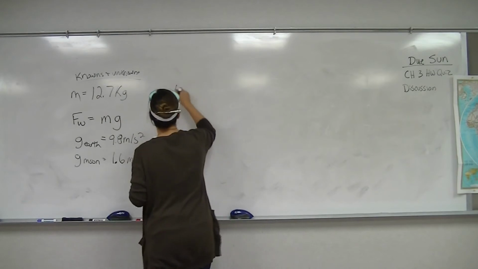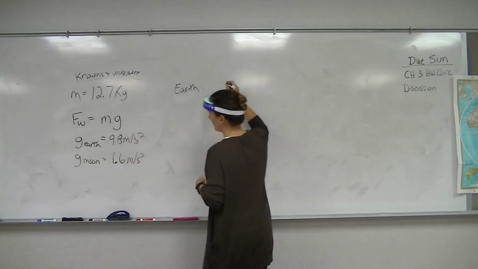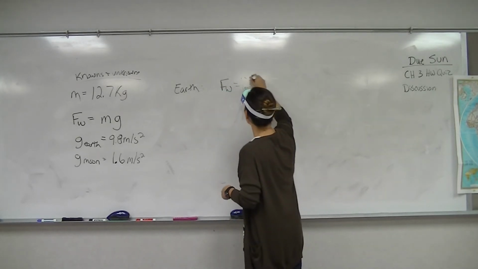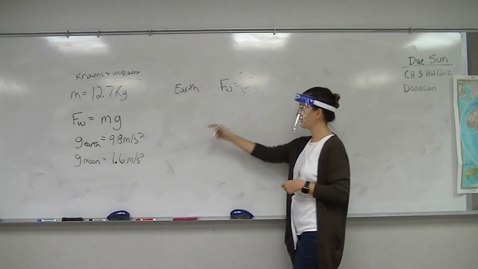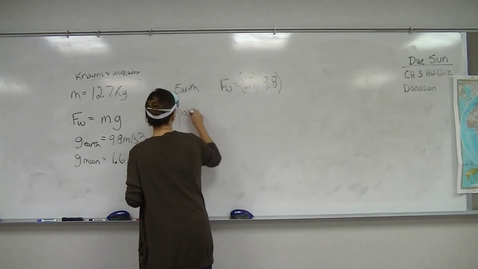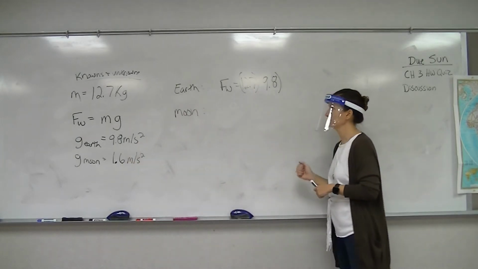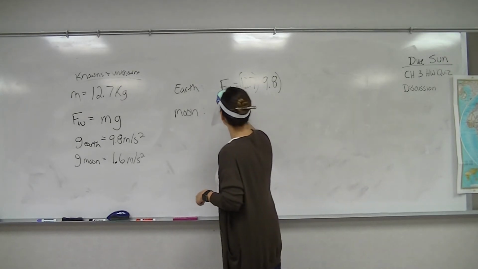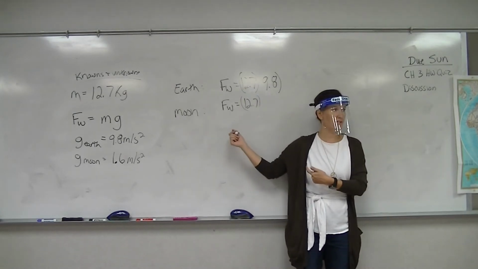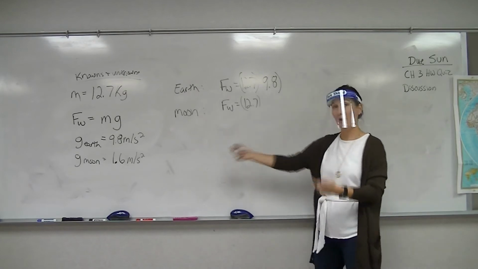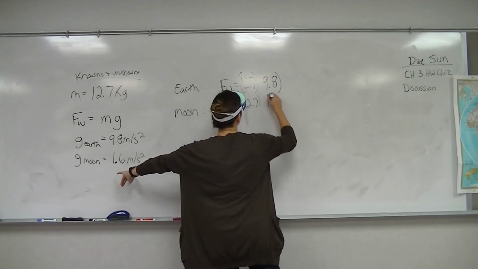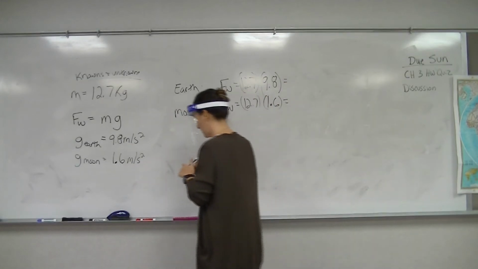So let's look at Earth. So F of W, we're going to take the mass of that bike, that 12.7. We're going to multiply it by gravity on Earth, so 9.8. Now for the moon, same mass, because your mass doesn't change just because you go to the moon. It's still the same bike, it's still made up of the same material. Okay? But the gravity is changing. So that's why the weight is going to be different. So 1.6. And then we solve.